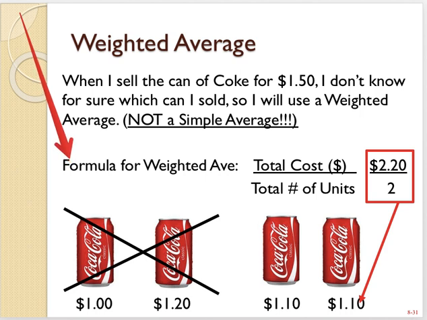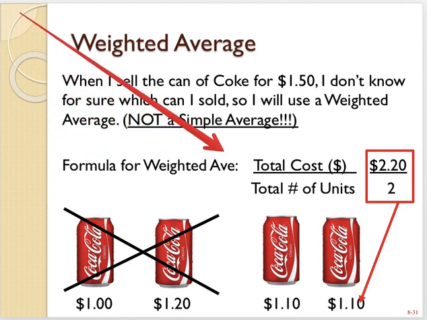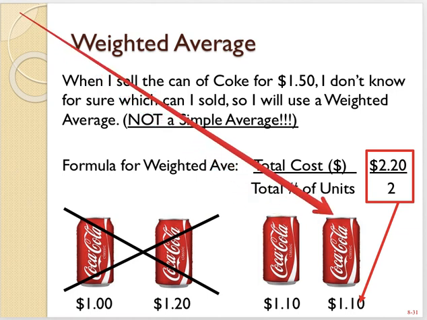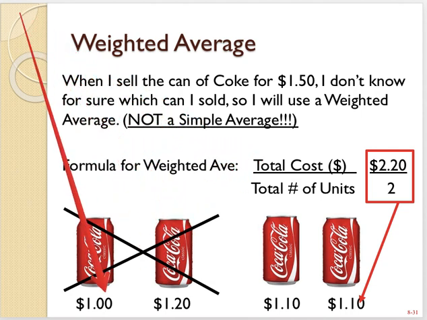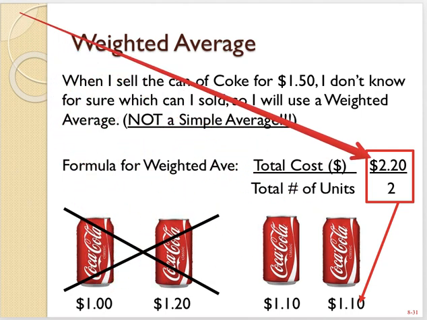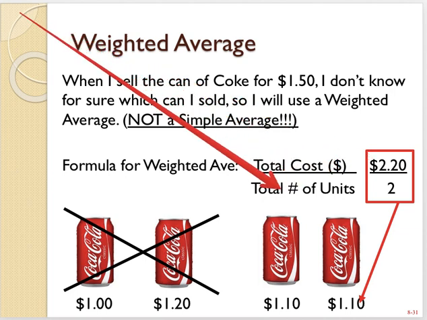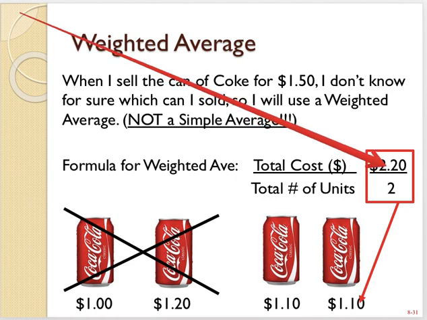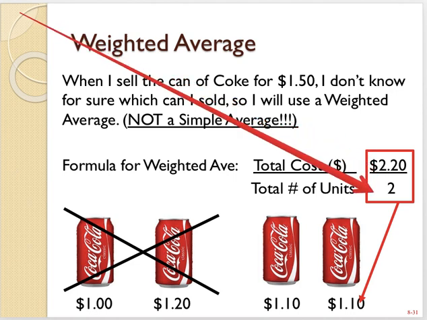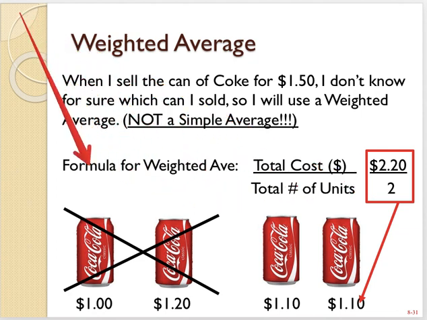For your weighted average formula, you're going to take the total cost of what you purchased and divide that by the total number of units. So in this case, our total cost was the $1 can plus the $1.20 can, which equals $2.20. Our total number of units was 2 cans, so we divide that by 2. And if you do the math there, you get an average of $1.10.